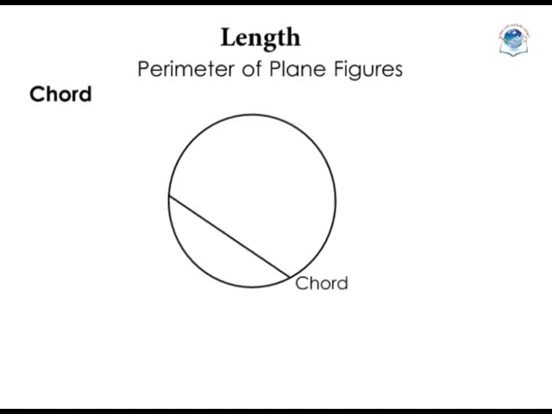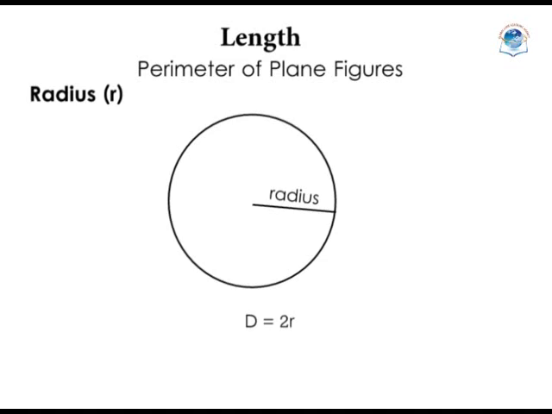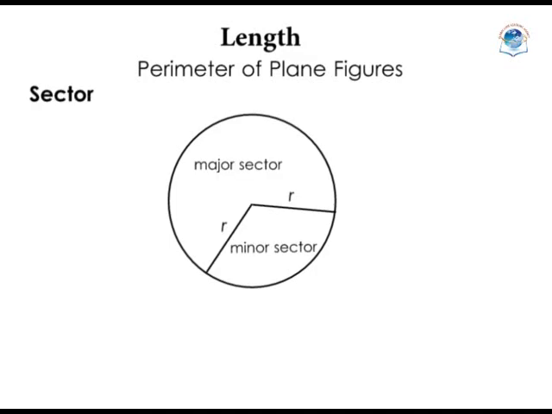A line joining any 2 points on the circumference is called a chord. A chord divides a circle into two segments, a minor segment and a major segment. A chord passing through the center divides the circle into two equal halves. It is called a diameter. The distance from the center to any point on the circumference is called the radius, and so diameter is equal to twice the radius. The region enclosed by two radii and an arc is called a sector.